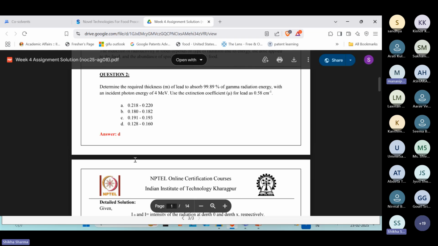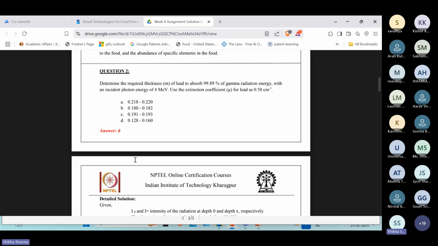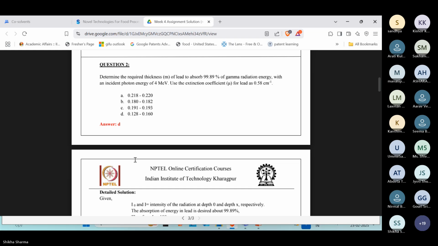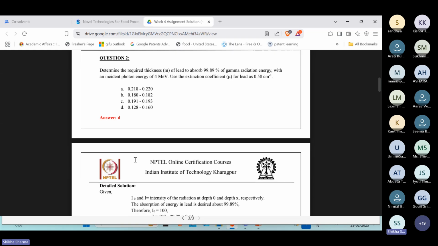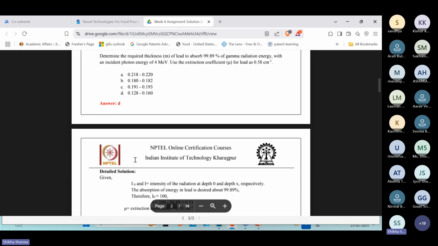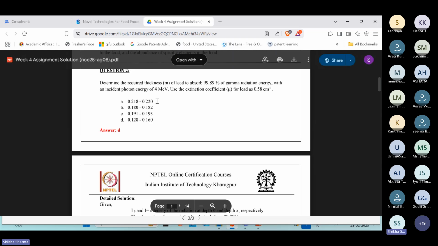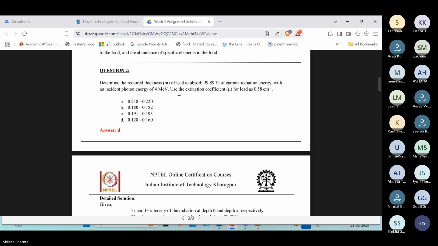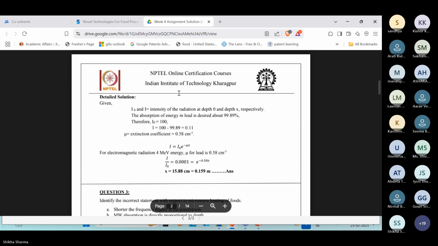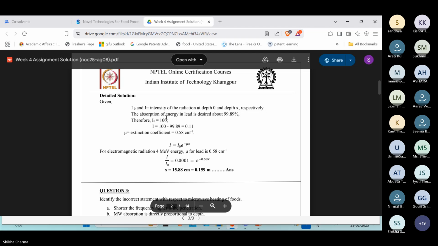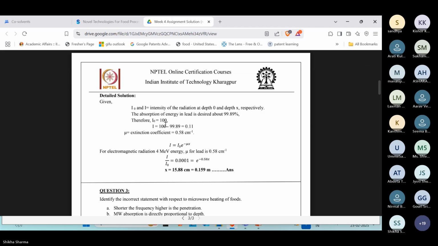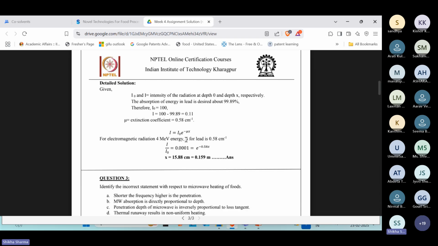Question number 2: determine the required thickness of lead to absorb 99.89% of gamma radiation energy with an incident photon energy of 4, and we use the extinction coefficient of the lead. I naught is 100, then 100 minus this coefficient I equals to I naught.